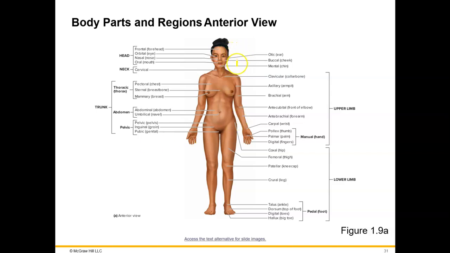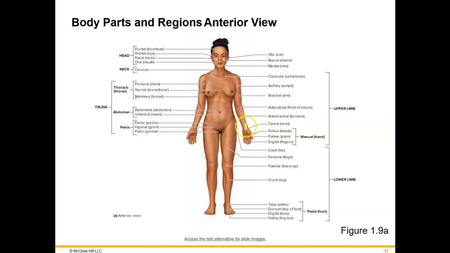The ears are otic, the cheeks are buccal, the chin is mental. The collarbone is the clavicle, and so we call it the clavicular region. The armpit is the axillary region. The arm or upper arm is the brachial region. The front of the elbow, the bend of the elbow, is called the antecubital region. The forearm is the antebrachial region.